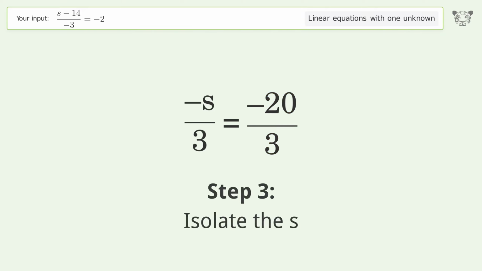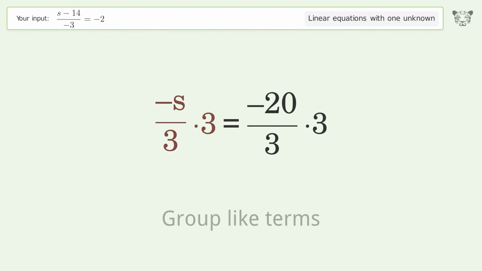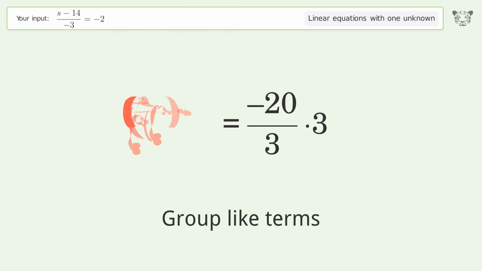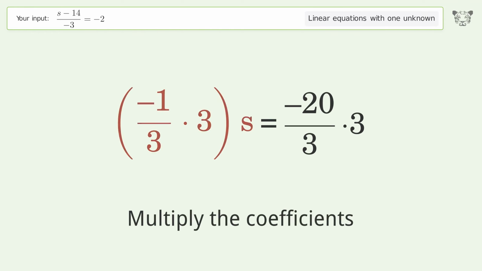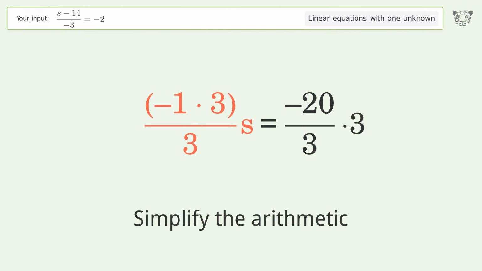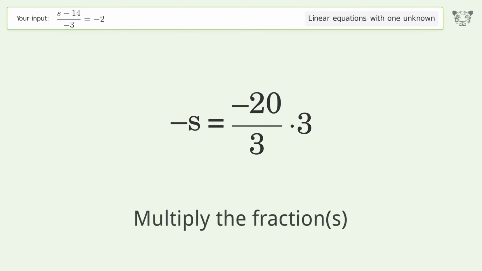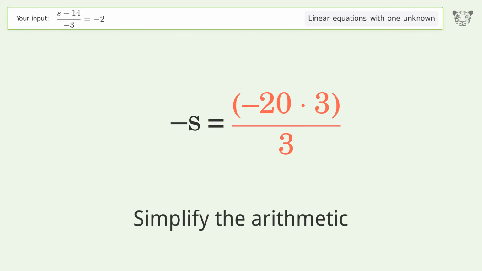Isolate the s. Multiply both sides by 3. Group like terms. Multiply the coefficients. Simplify the arithmetic. Multiply the fractions. Simplify the arithmetic.